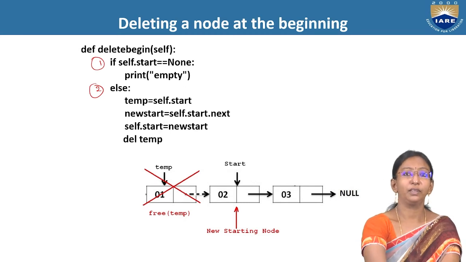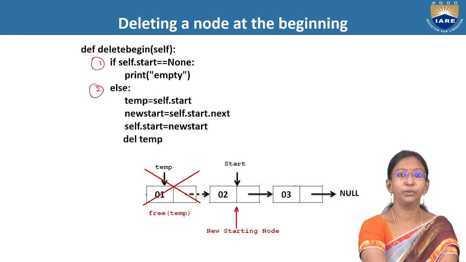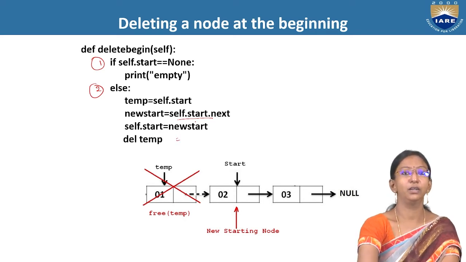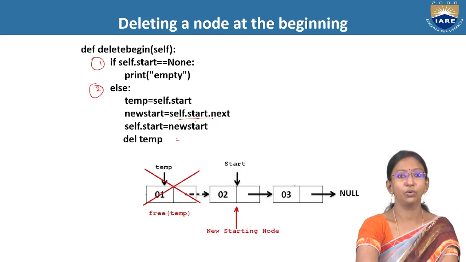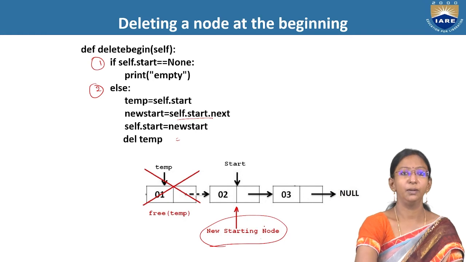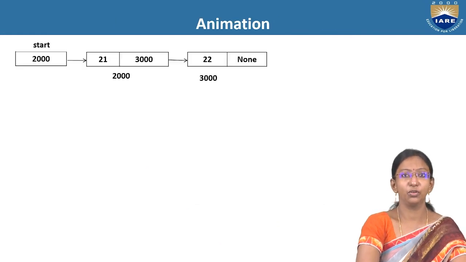So take temporary as the name of the first node, and make the next address of the temporary be the new start. That is the name given to the second node of your list. That is the new starting node. Okay, let's have a look at the animation on the same.